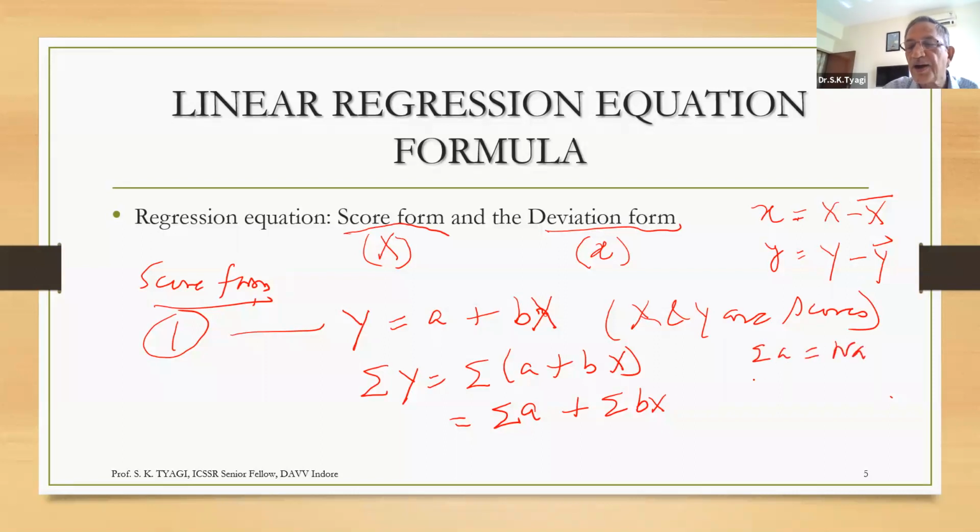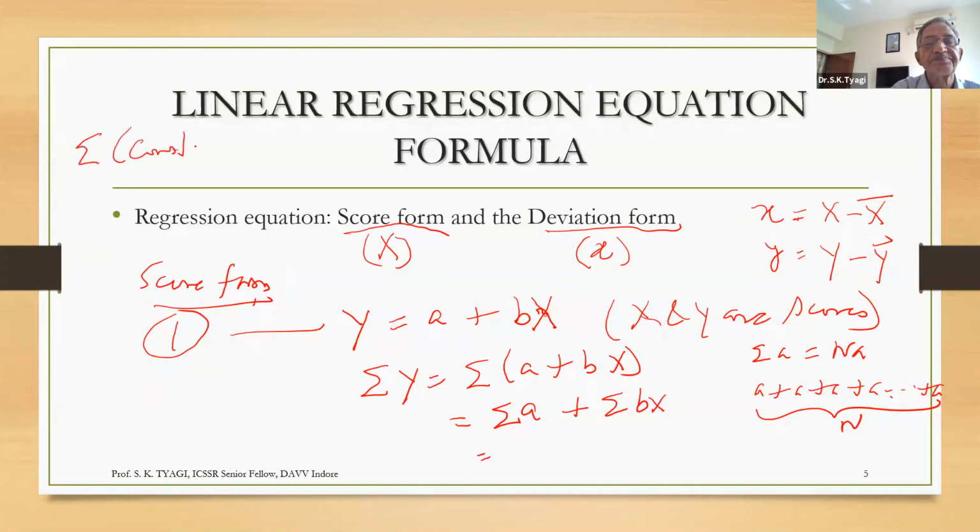Why? Because sigma A means A plus A plus A plus A up to n times. So like 2 plus 2 plus 2 plus 2, 20 times, so it is 2 into 20. A plus A plus A plus, n times, is n into A. So sigma A, because this is constant, sigma over any constant is equal to n into A. N is the sample size, 1 to n.